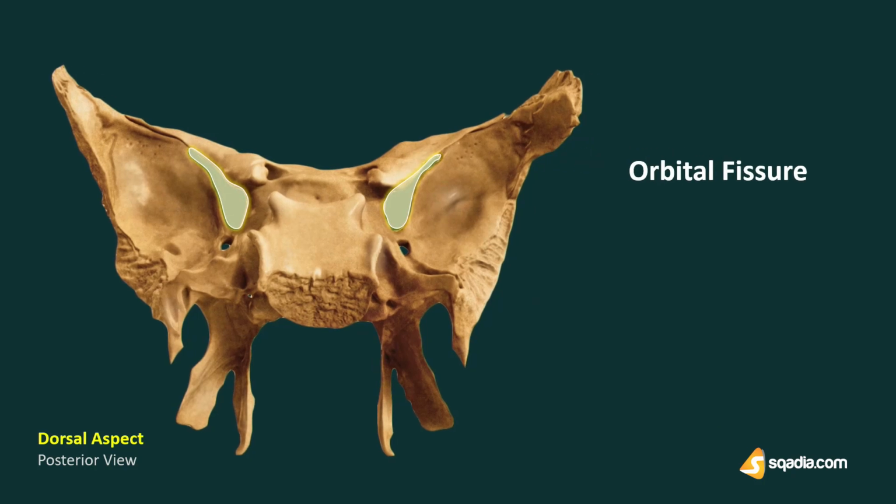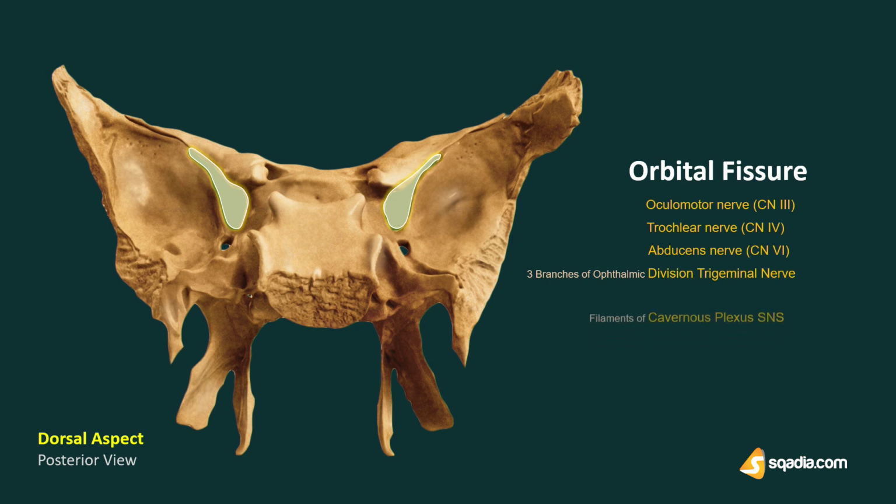The orbital fissure transmits the oculomotor nerve, the trochlear nerve, and the abducens nerve, and the three branches of the ophthalmic division of the trigeminal nerve, and some filaments from the cavernous plexus of the sympathetic nervous system. Also the orbital branch of the middle meningeal artery, a recurrent branch from the lacrimal artery to the dura mater, and the ophthalmic vein.